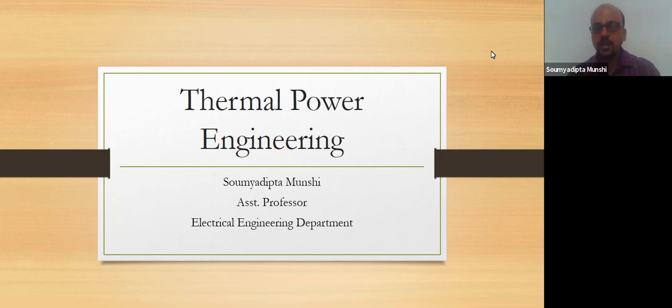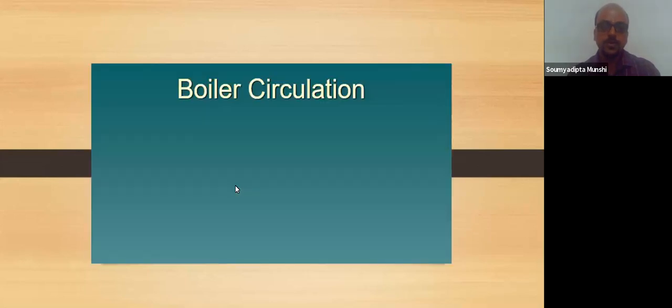Last class I discussed the different types of boilers. Today we are going to discuss the boiler circulation process. As there is fuel and water, and hot gases are there, there may be some system to circulate the water and the hot gases. So today we are going to discuss the different types of boiler circulation systems.